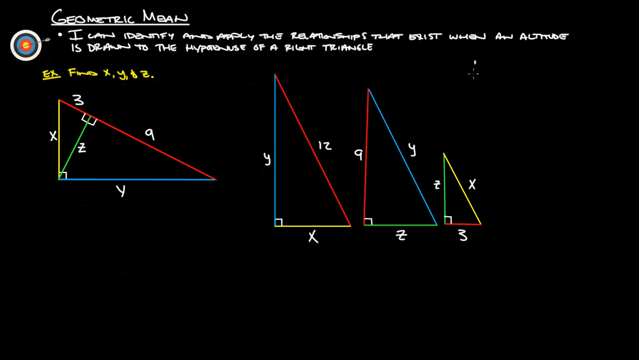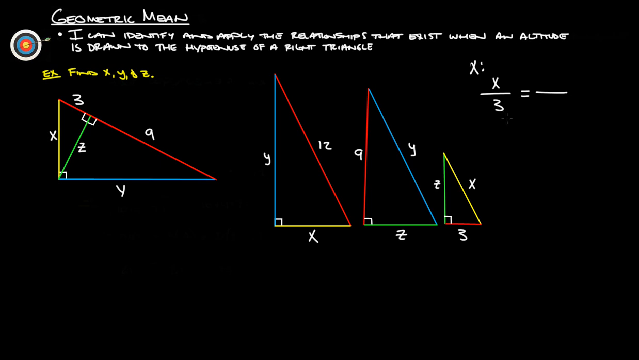On the small triangle, for x, we're going to take the hypotenuse to the short side. So the hypotenuse we'll say is x here, and then the short side is 3.